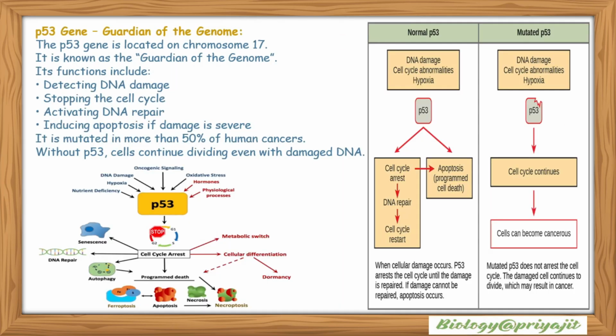Now P53, the guardian of the genome. The P53 gene is located on chromosome 17. It is known as the guardian of the genome. Its functions include detecting DNA damage, stopping the cell cycle, activating DNA repair, and inducing apoptosis if the damage is severe. It is mutated in more than 50% of human cancers. Without P53, cells continue dividing even with damaged DNA.